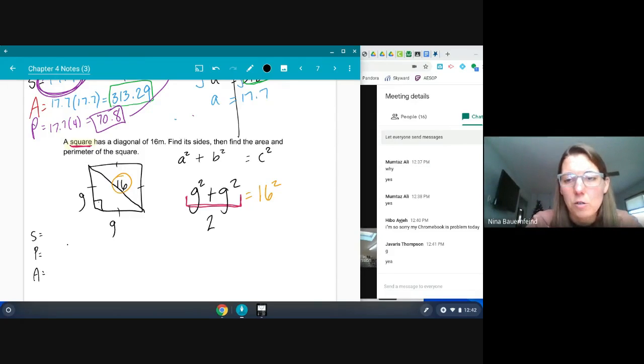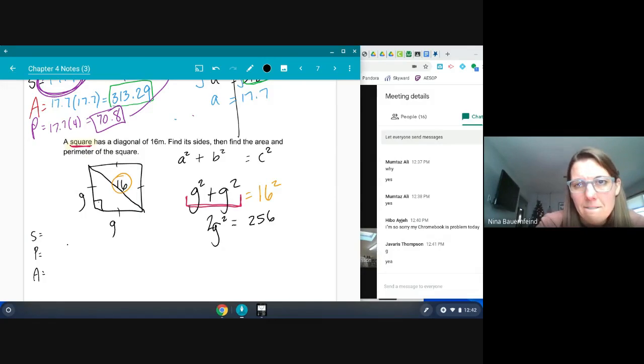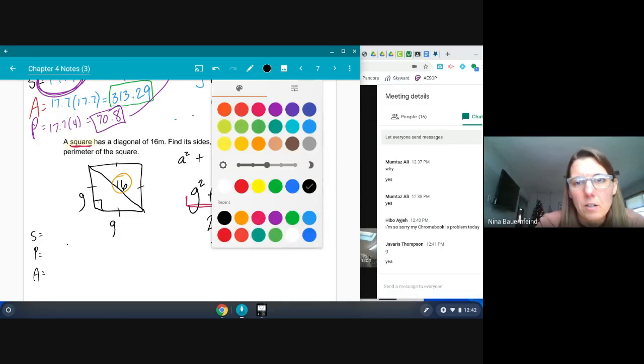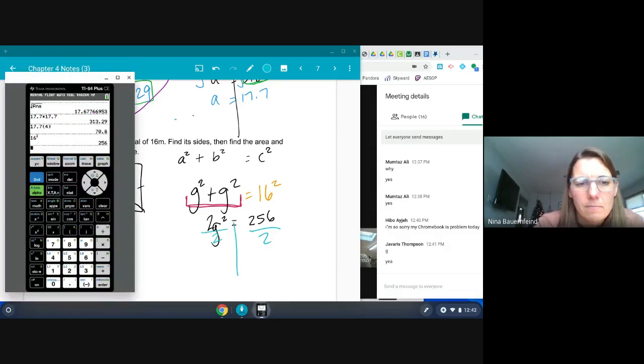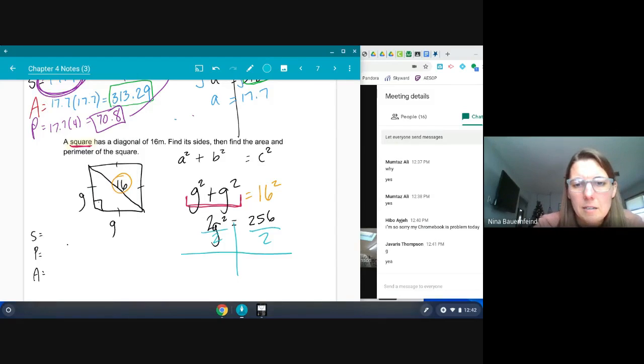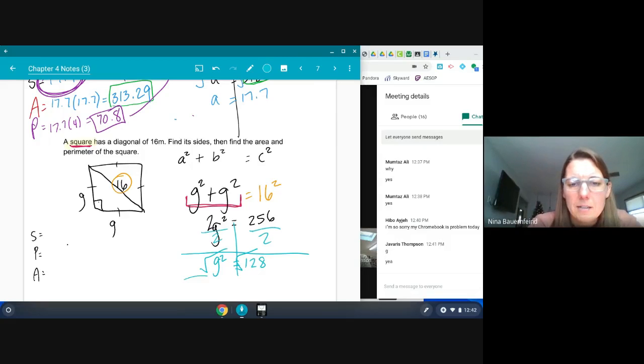So then we get 2g squared equals 16 squared, 256. And then we drop our line and solve. So divide by 2, divide by 2, is 128. So we get g squared equals 128. And then the last step is always to square root both sides.